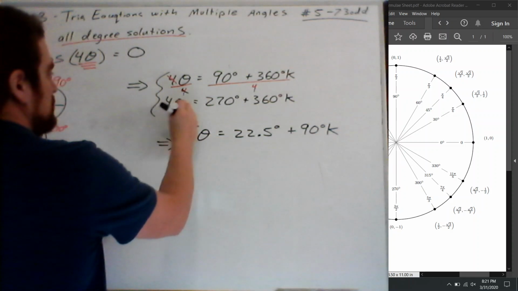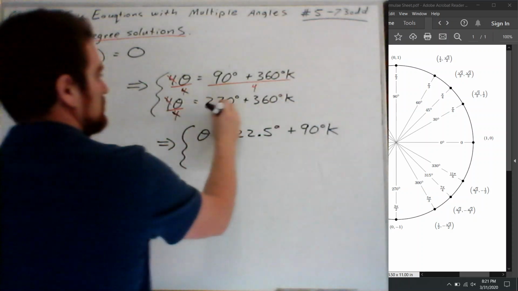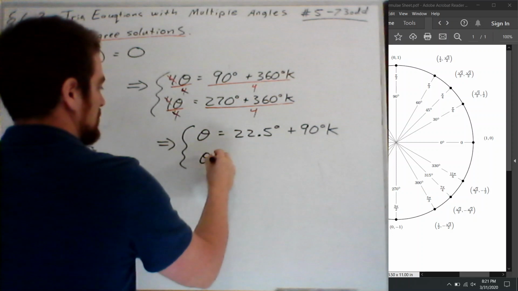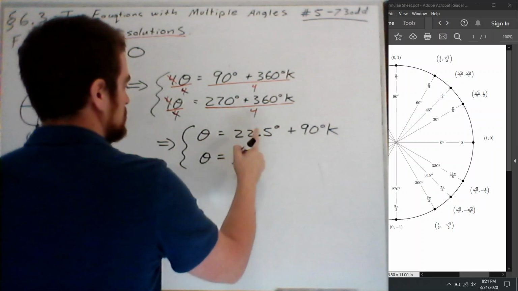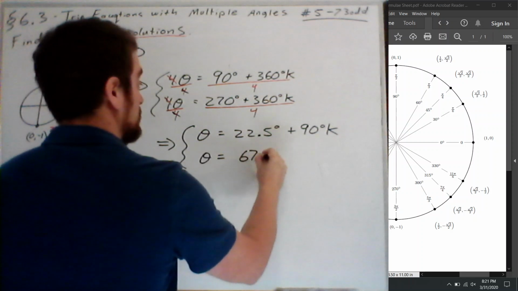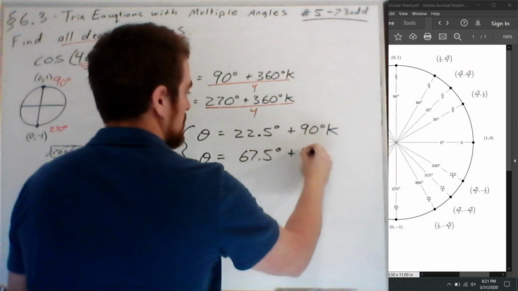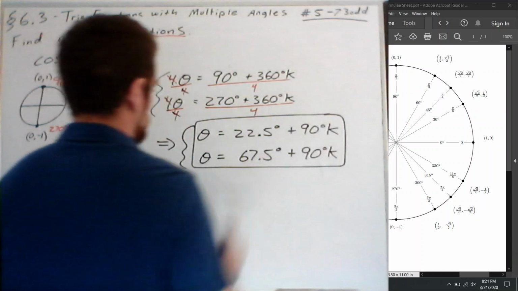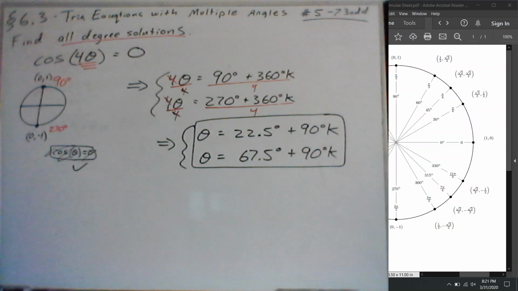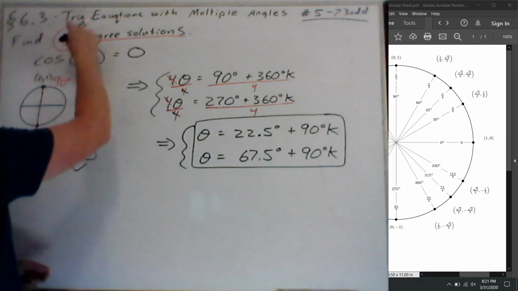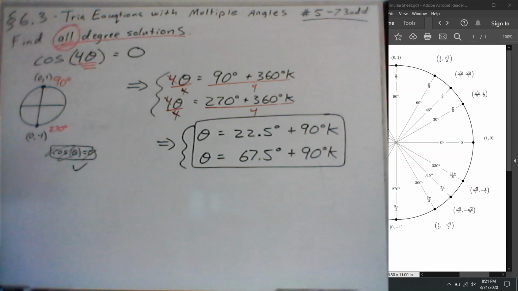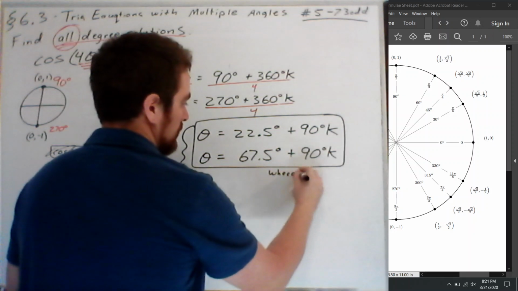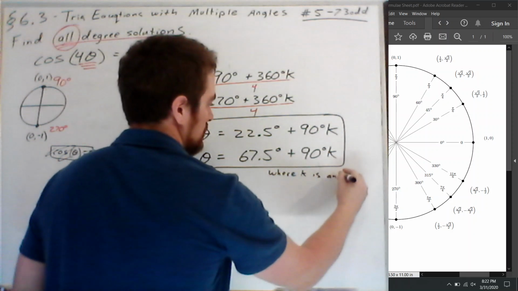And then same thing here. Cancel, cancel. Again, make sure you divide each of these terms by 4. So I'm going to get theta equals 67.5 degrees plus 90K. Well, look at that. What do you know? We're done. We don't have to do the case-by-case basis. They want all degree solutions, which are all of this form, where K is an integer.